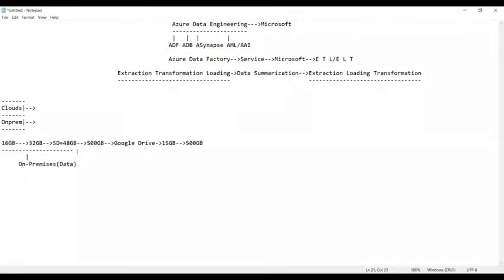And whatever data we store in the Google Drive, what is this kind of storage called? Tell me now. Cloud storage. Cloud data. The data stored in the cloud.